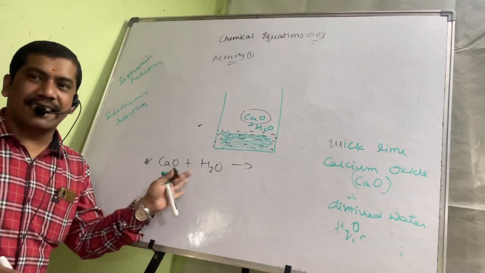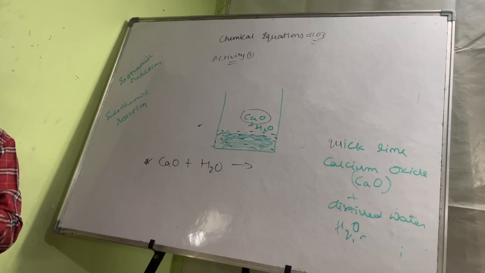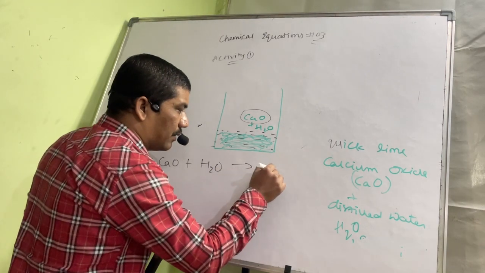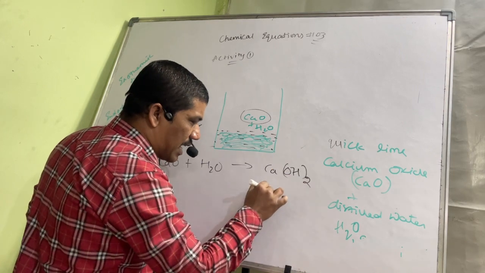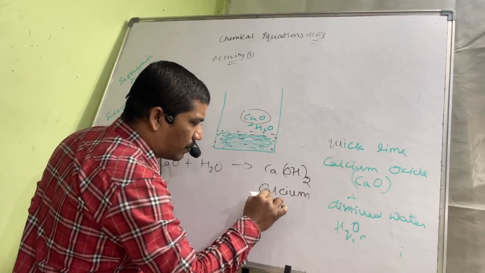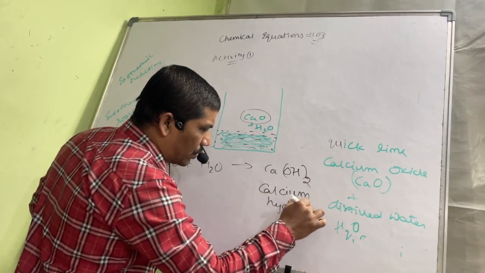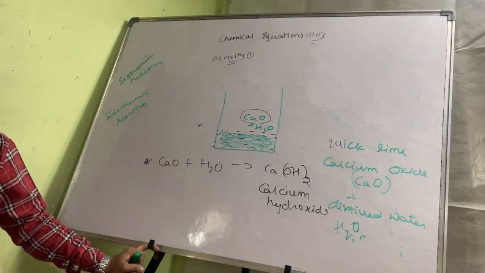Now after adding these two we are going to get calcium hydroxide, CaOH2. What is this called? Calcium hydroxide. Ca means calcium, OH2 means hydroxide. So the total name is calcium hydroxide. Clear with this point, everyone?